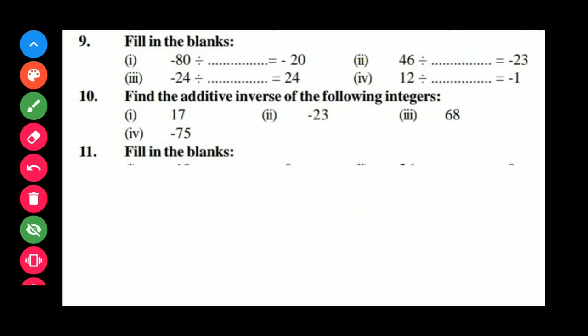Now come to the third part. Third is minus 24 divided by blank, and we get 24, and that is positive. So here is minus 1. So you can put here minus 1. Similarly, you can put here minus 12.